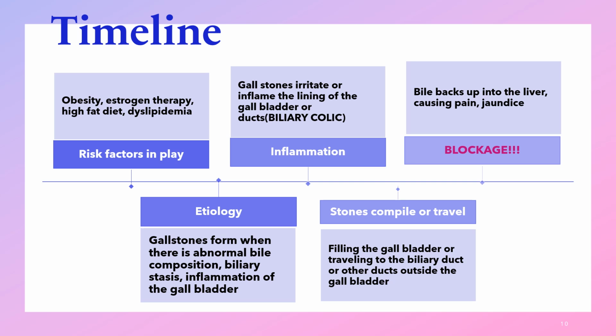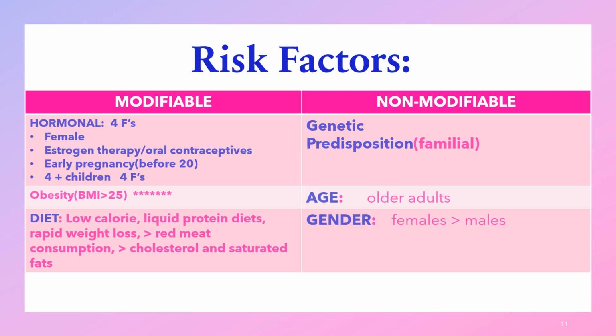After that, the bile backs up into the liver, causing pain and jaundice. If it's blocking the common bile duct, it can affect pancreatic enzymes and cause a backup into the pancreas. So the idea here is blockage, and that's what leads to multiple symptoms that we'll talk about, and pain. So when we looked at that timeline, we looked at risk factors first, and I'm going to talk about some of the more common risk factors here.